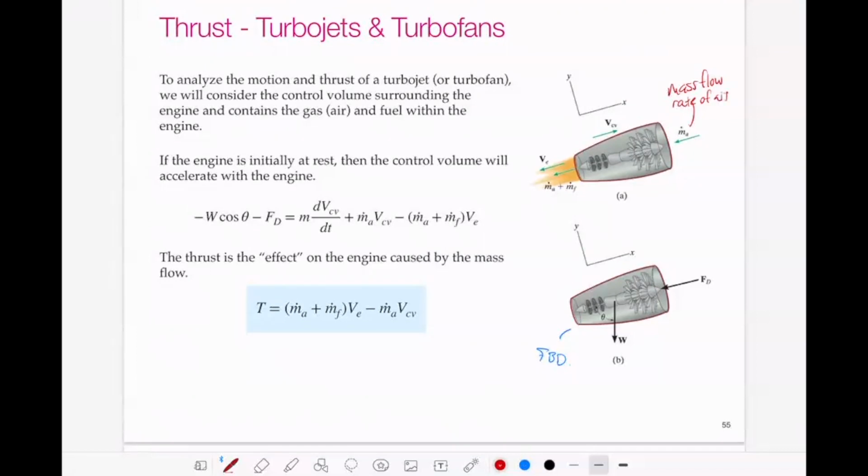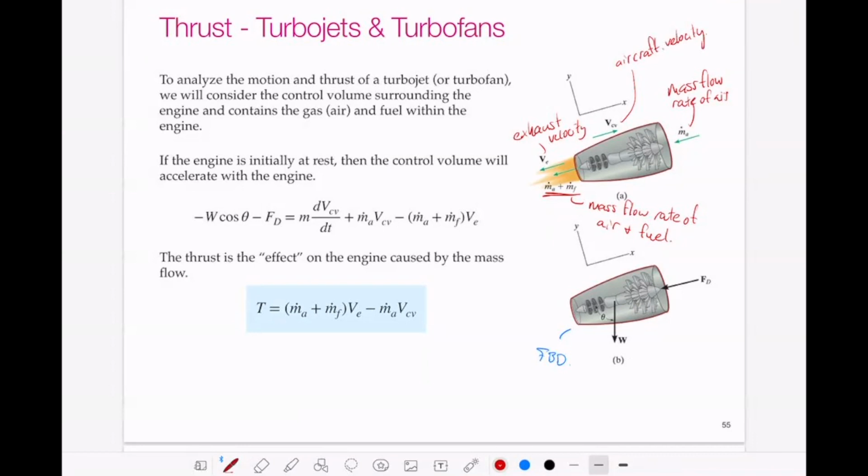And then exiting, we have our mass flow rate of air plus fuel. We're burning fuel as we move along. And this will have some sort of exhaust velocity. And then the CV velocity would be the same thing as our aircraft velocity.